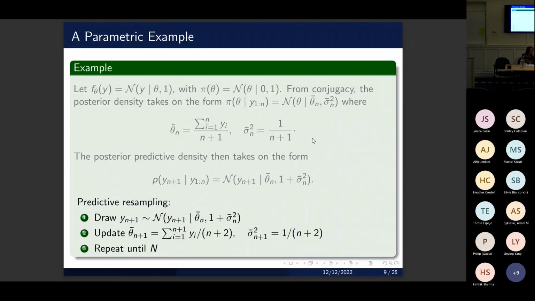We're going to draw y n+1 from this predictive density. We're then going to update our predictive as if y n+1 was one of the observations. So theta bar n+1 is simply going to be the sample average of y1 to n+1. And the variance is now going to be 1 over n+2. And we're going to repeat this onwards to infinity.